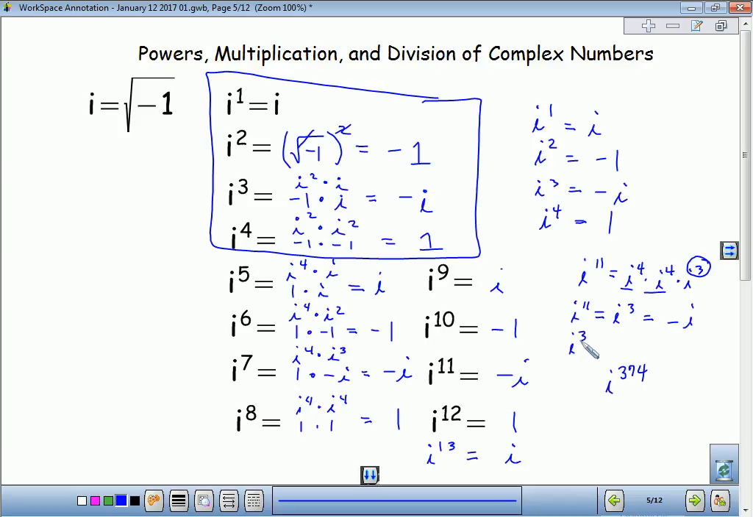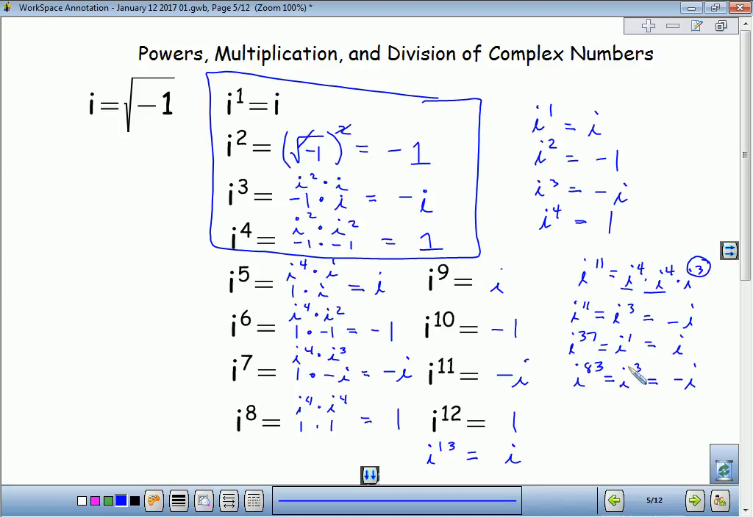i to the 37th, it would go through the pattern completely 9 times, which is 36. Then it would have 1 more, so it would be i. Okay? i to the 83rd. We'd go through the pattern completely 20 times, with how many left over? 3. So that's negative i.